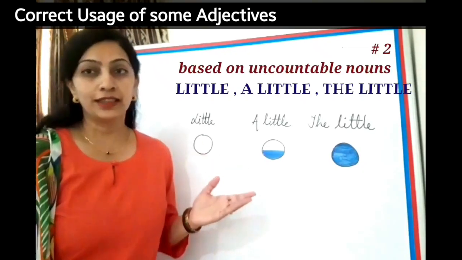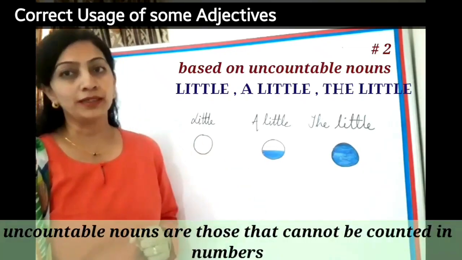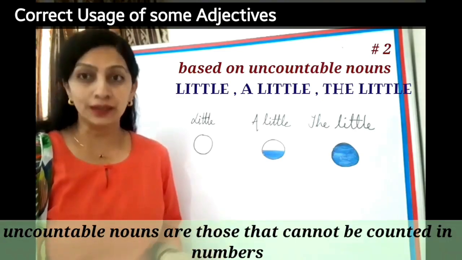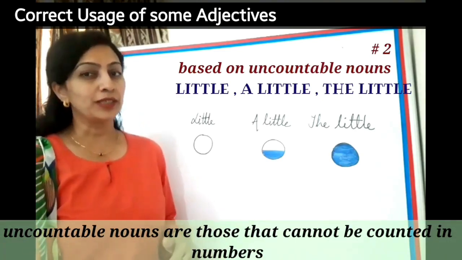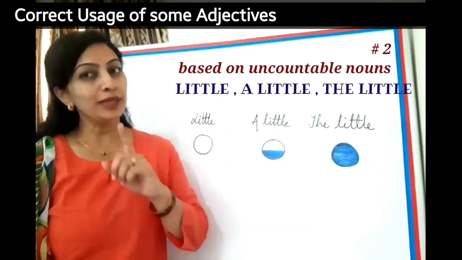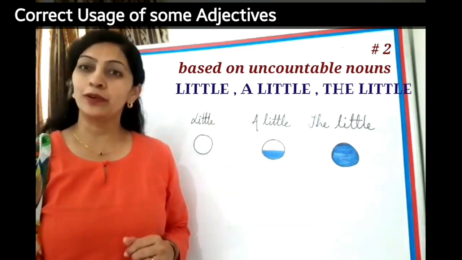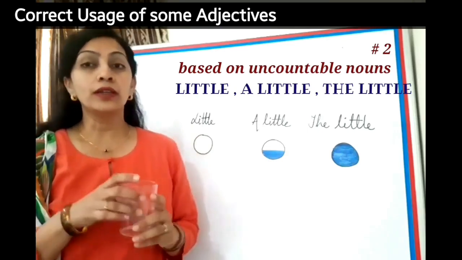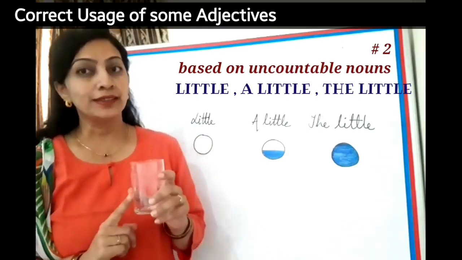The next category that we have is for uncountable nouns, means nouns that you cannot count. So under the uncountable nouns, we have little, a little, the little. Let me demonstrate with the help of water. Now water is an uncountable noun. Can you see this glass?